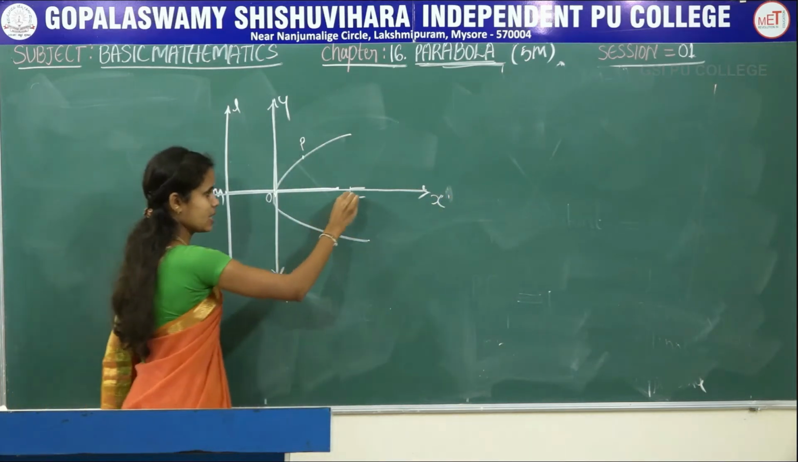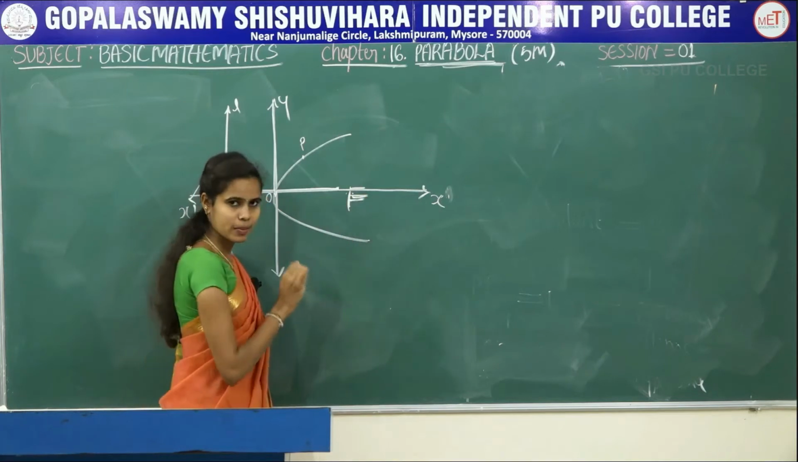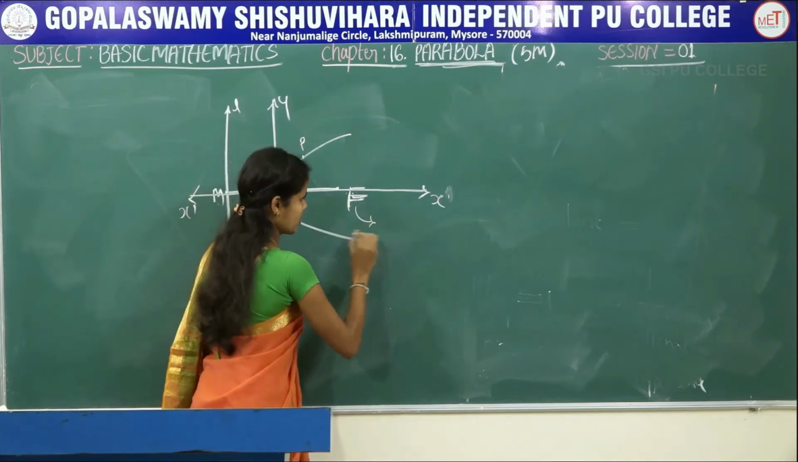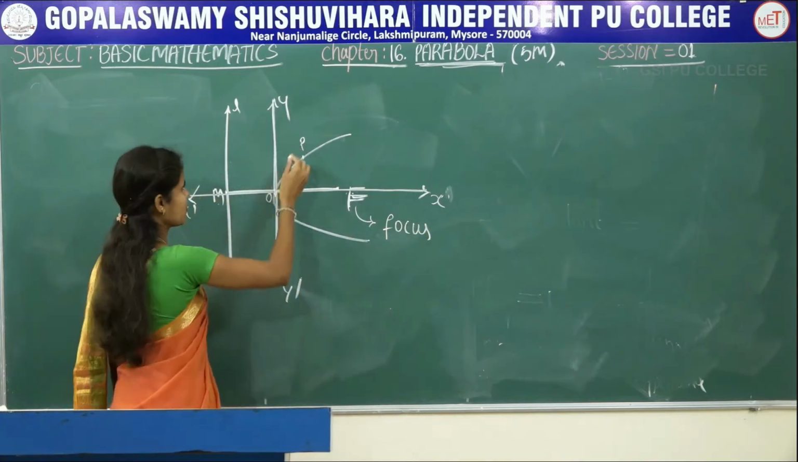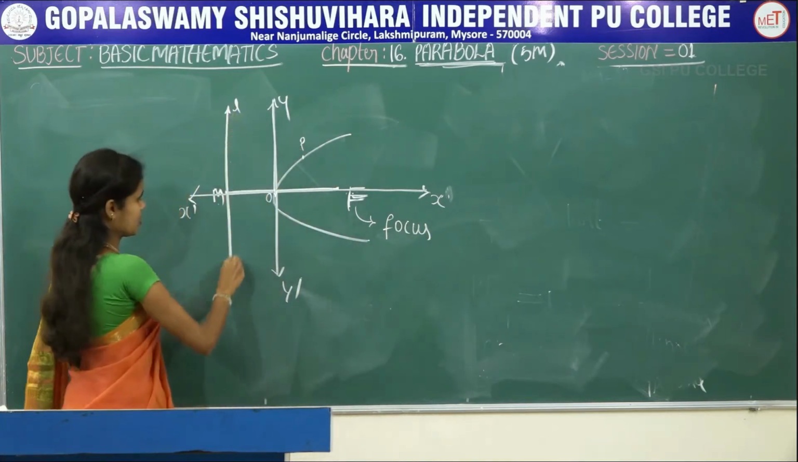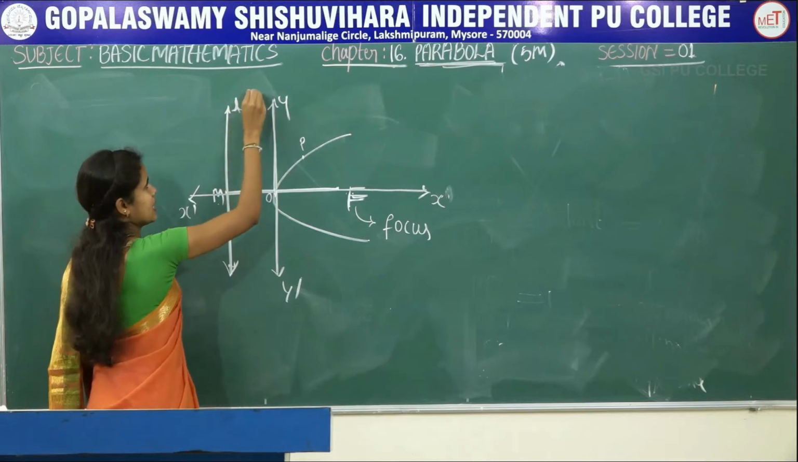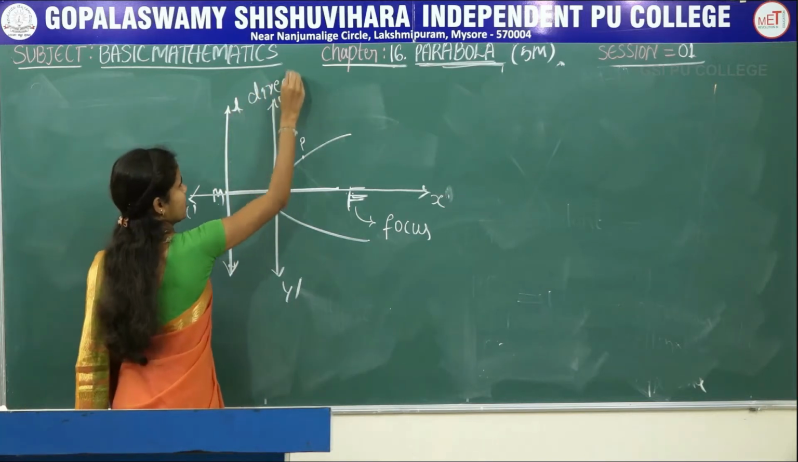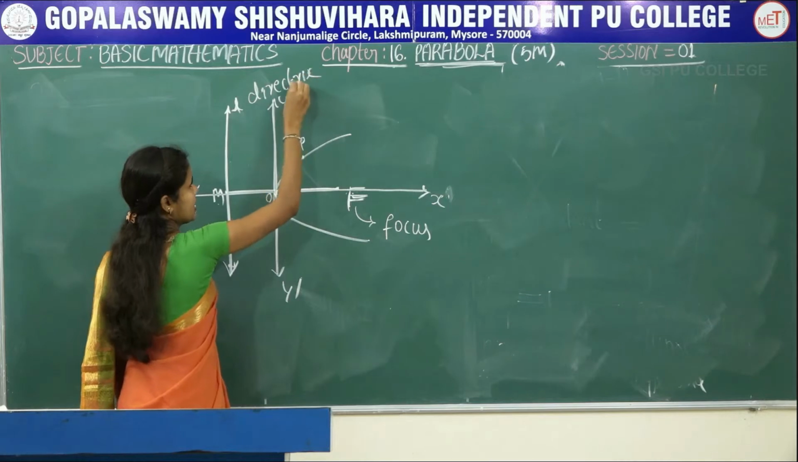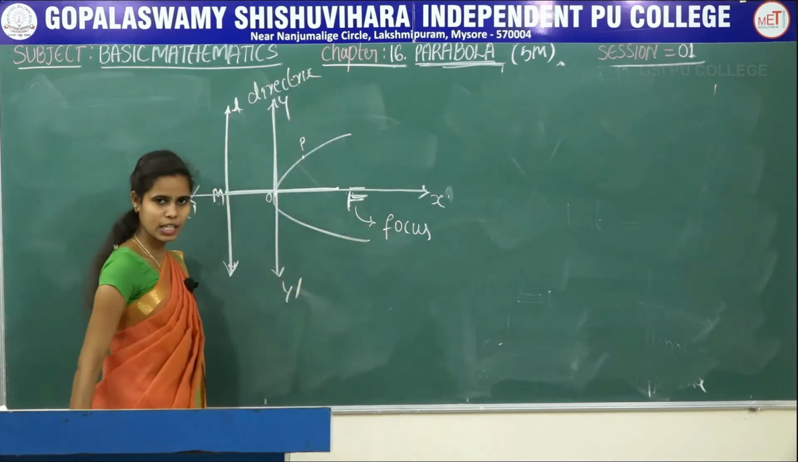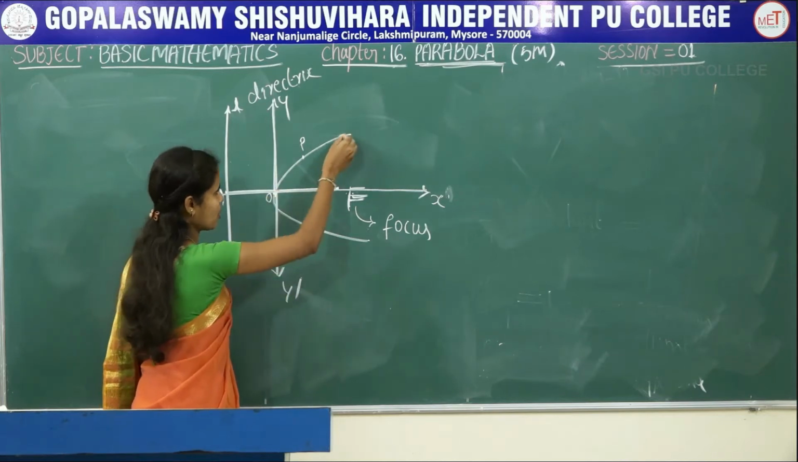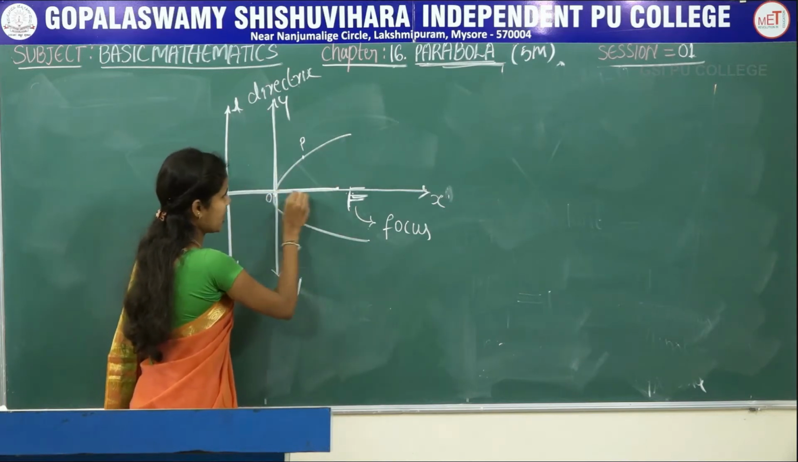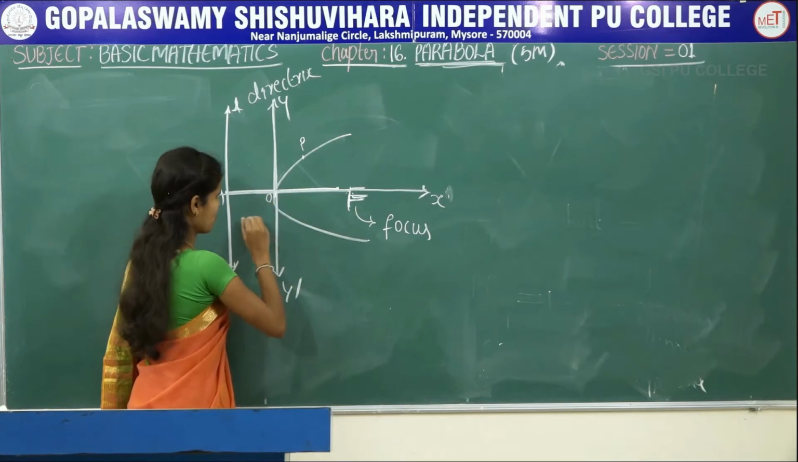Here F is the fixed point, so this fixed point is called the focus of the parabola. This fixed line L is called the directrix. The fixed line is called the directrix, and the fixed point is called the focus. Here the point of intersection of the parabola and the axis is called the vertex.